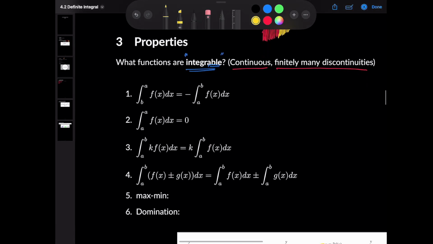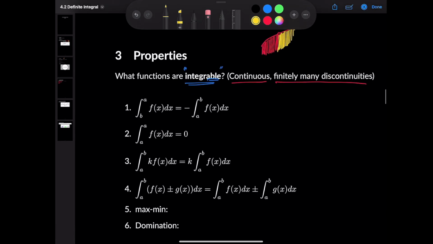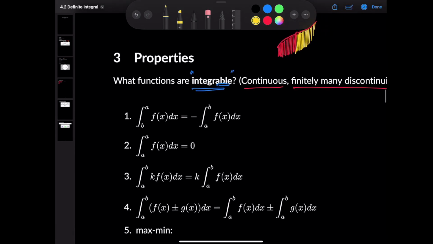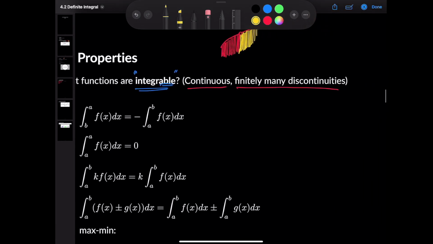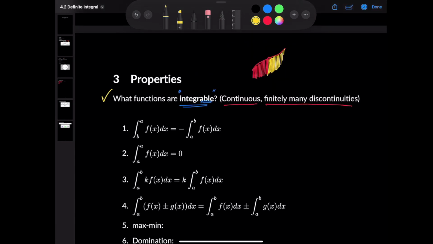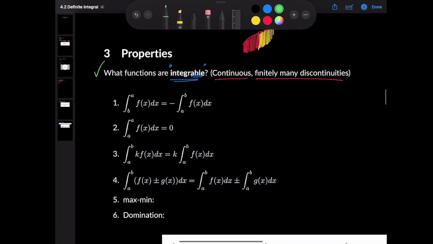Or this idea of accumulation. Little hiccups are not a big deal. A ton of hiccups, a very big deal. So that's what we call integrable. So if you're working with a function, you have to make sure that it fits this description. Most of the functions we play with will fit this description. Okay. So the properties of definite integration are similar to the properties of differentiation.